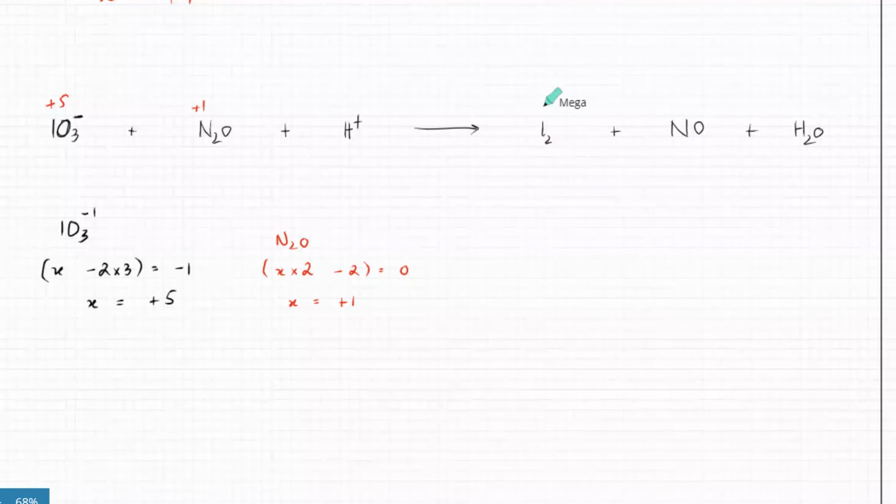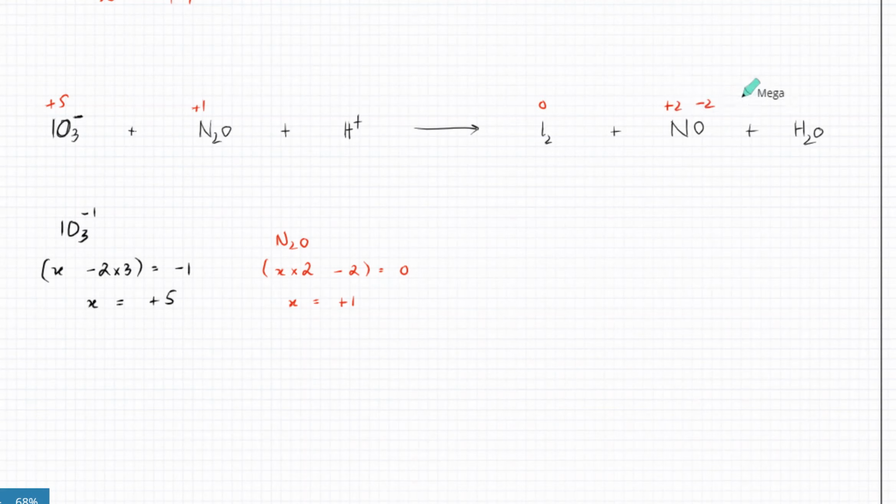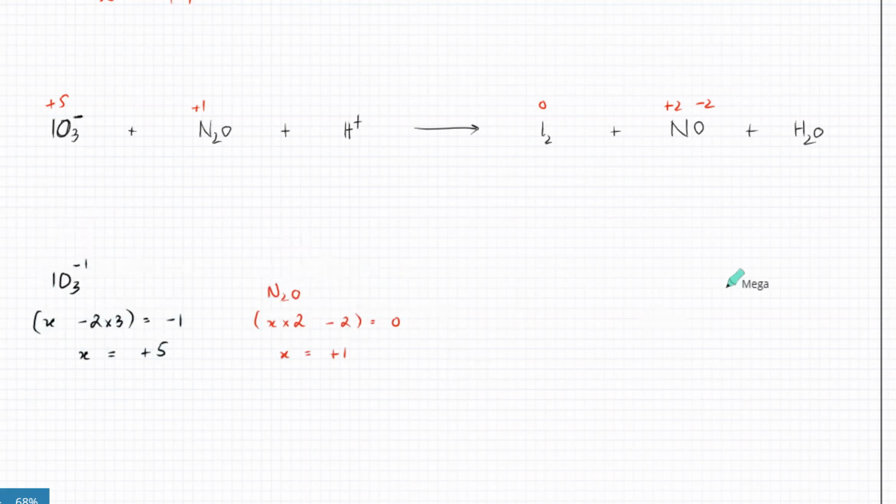And then you've got iodine. Iodine over here is 0. In NO, oxygen is minus 2, so N must be plus 2 because it's a neutral molecule. So we found the oxidation states of all the elements. That's the first thing that you have to do.